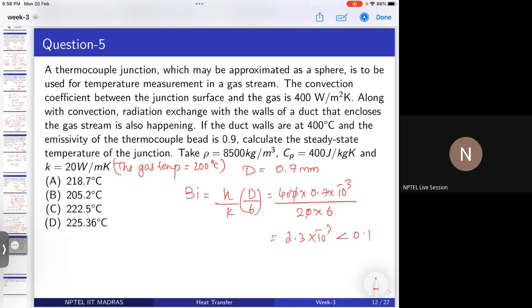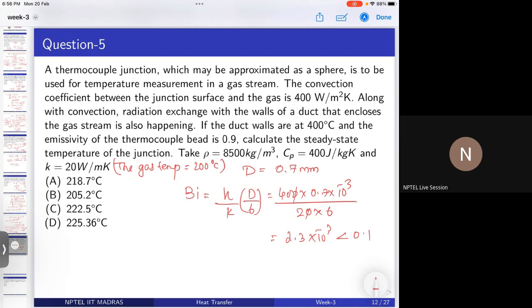But there is also radiation exchange. The wall of the duct where this gas is moving is at a higher temperature, which is 400 degrees Celsius. That is what the question has given. In this case we have to consider the radiation exchange also, because the temperature is very high and also the emissivity of the bead is given. So indirectly, we are saying we have to consider the emissivity.